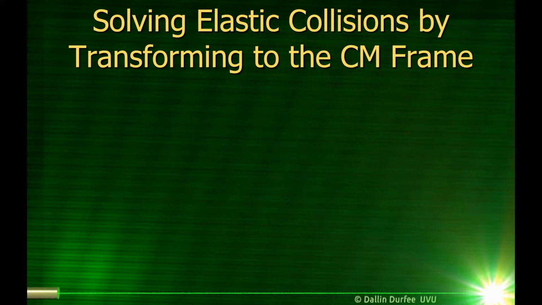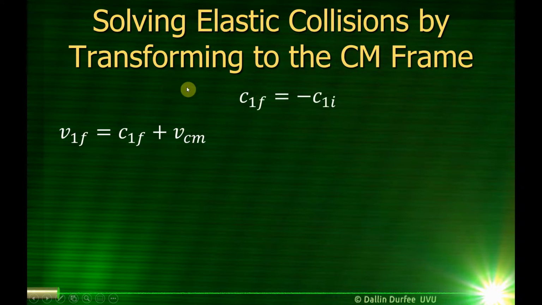Now we just need to transform back. So remember, V1 final is just C1 final plus the velocity of the center of mass. To transform into the center of mass frame, we subtracted the velocity of the center of mass. To transform back, we add the velocity of the center of mass. So C1 final was V1 final minus V center of mass. That means V1 final is C1 final plus the velocity of the center of mass. Remember, C1 final is just negative C1 initial, so I'll plug that in here, and then I say V1 final is just negative C1 initial plus V center of mass, and then I need to transform this back into the initial frame, once again by adding the center of mass.